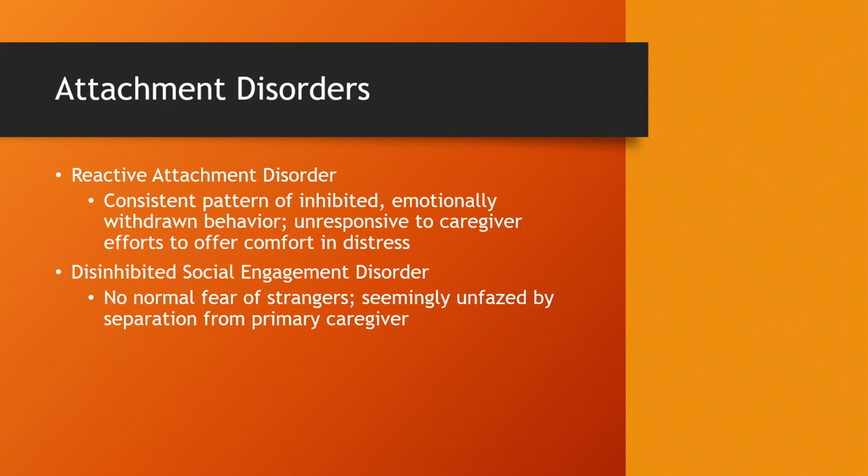So attachment disorders are typically disorders of childhood in which children have problems with emotional attachments to others. Reactive attachment disorder has a consistent pattern of inhibited, emotionally withdrawn behavior. They're unresponsive to caregivers' efforts to offer comfort in distress. The other one is disinhibited social engagement disorder, and children demonstrate no normal fear of strangers. They seemingly are unfazed by separation from their primary caregiver. These children tend to be overly friendly and are usually willing to go with someone they do not know.